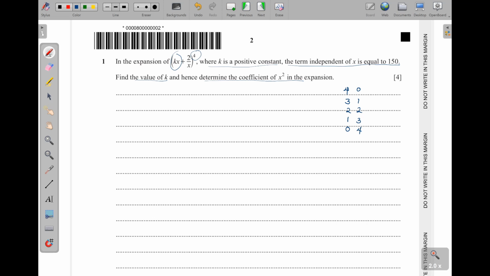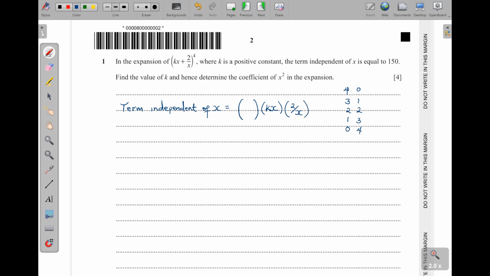Okay, now we don't need to waste time by expanding each and everything. We just look out for that term that is independent of x. The term independent of x is going to be, you just write the combination, and then you write those two terms, kx, and then the other one is 2 out of x.